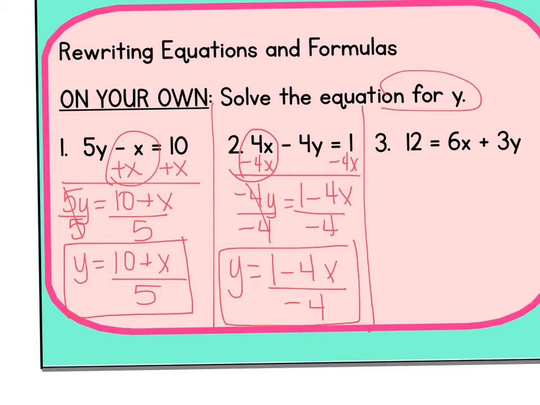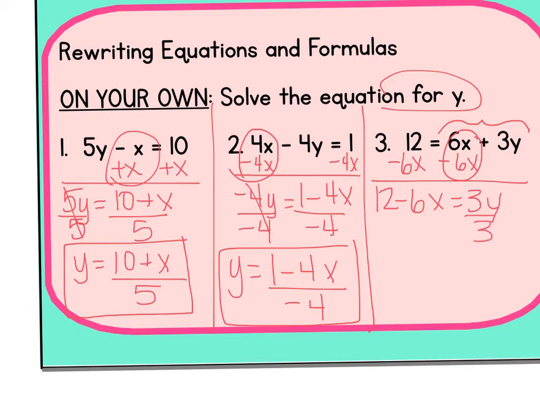Number 3, to get the y by itself, it's over here, so the first thing we're going to undo is that 6x. That leaves us with 12 minus 6x equaling 3y. Last step would be to divide by 3. So we have 12 minus 6x all over 3 equaling y.